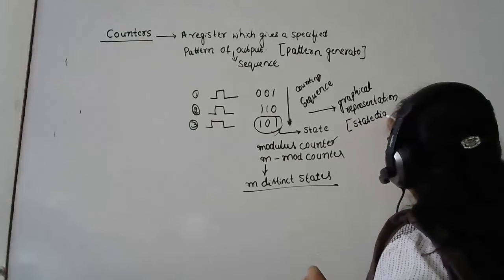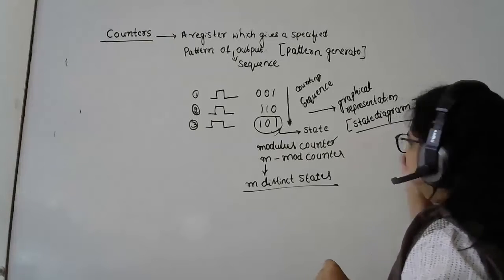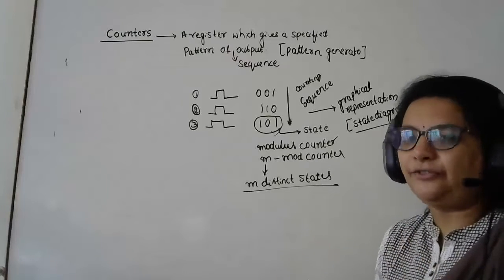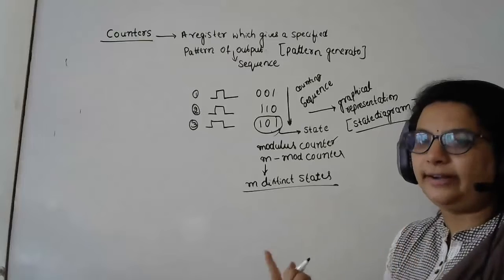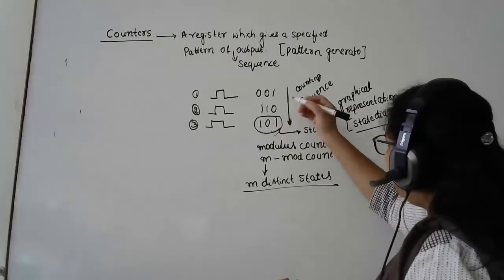Remember these terms. We'll be very often using these terms. What do you mean by a state diagram? A graphical representation of a counting sequence is called a state diagram. For example, if I'm having three sequences over here, how is it going?